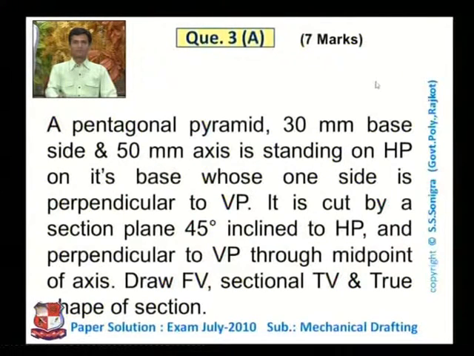So here pentagonal pyramid is given to us. Base side is 30 mm and height is 50 mm. It is standing on horizontal plane. As it's standing on HP, its top view would be pentagon because it's a pentagonal pyramid, and its front view would be triangle because it's a pyramid.